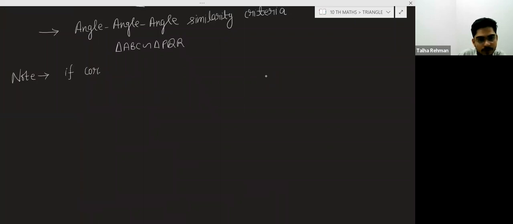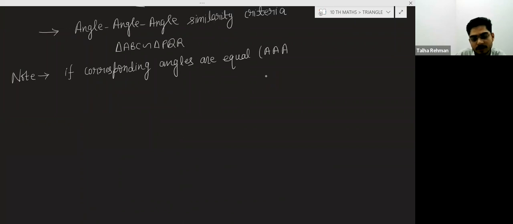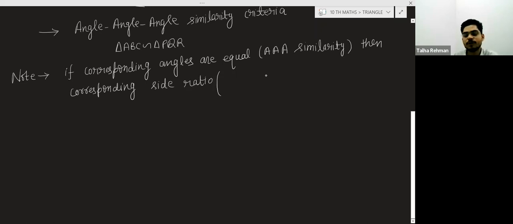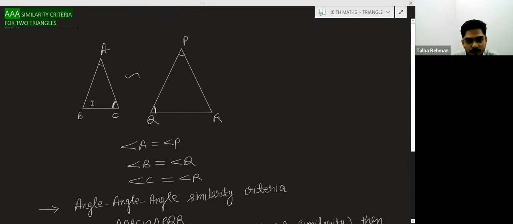If corresponding angles are equal, AAA similarity, then you can say the corresponding side ratios are equal. What is the meaning of corresponding side ratio? AB by PQ, AC by PR, and BC by QR.